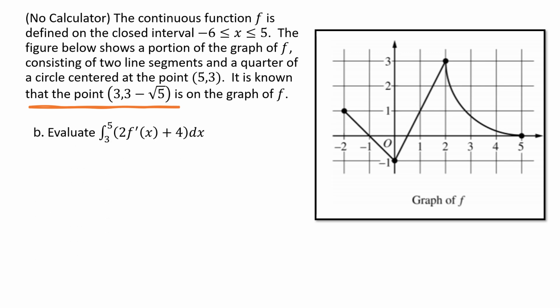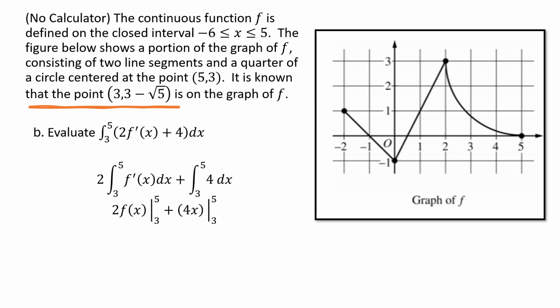All right, the next part says to evaluate the integral from 3 to 5 of 2f prime plus 4. So I'm using my properties of integrals to separate this out, pull the 2 out, and then separate the 2 pieces of the integral. Using the fundamental theorem of calculus, I know that the integral of f prime is simply f, and I know the integral of 4 is 4x. So I have 2f of x from 3 to 5, and then I have 4x from 3 to 5.